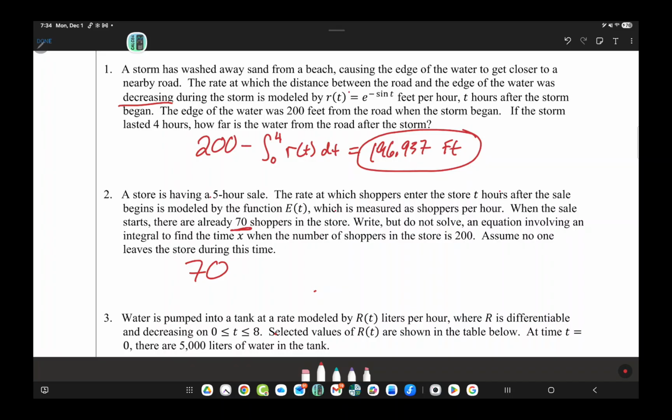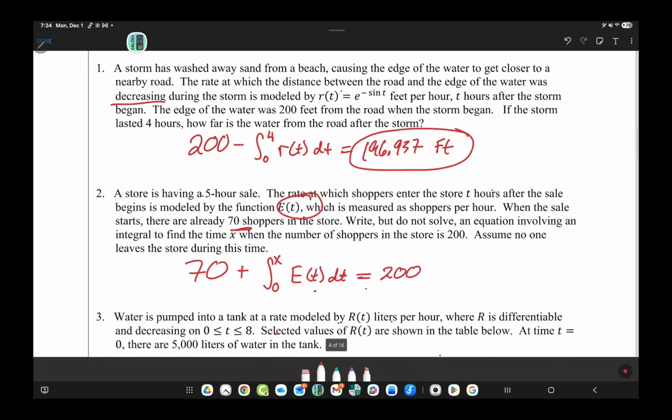Write but do not solve an equation involving the integral to find the time x when the number of shoppers at the store is 200. Again, this should be a really simple question. It should be free points to everybody, because all you're going to do, since they only gave you this as a function, you're going to integrate from the start of the sale at 0 to some time, which we don't know the time is. That's what we want to find. That is our x value. Okay, of my function e of t dt. We want to know when this is equal to 200. Now, you do not even have to simplify this anymore. That is it.